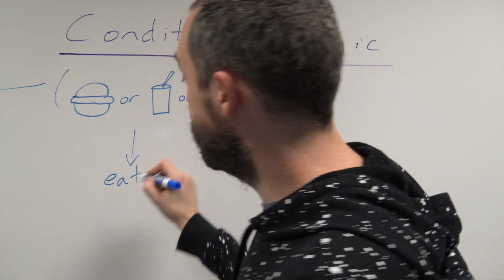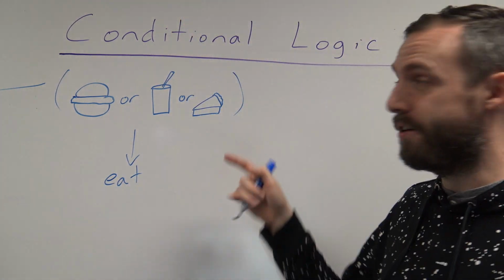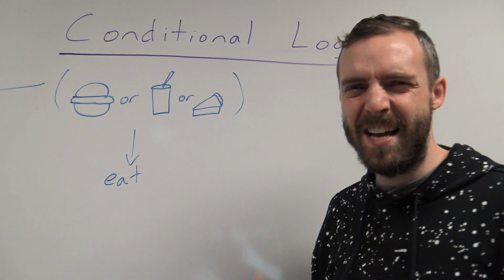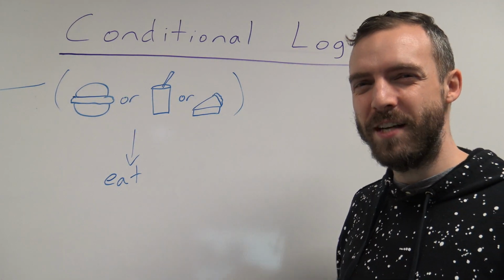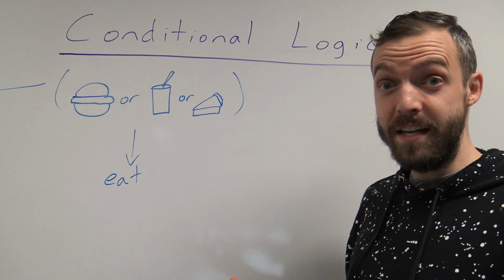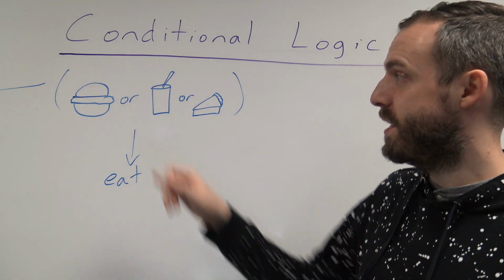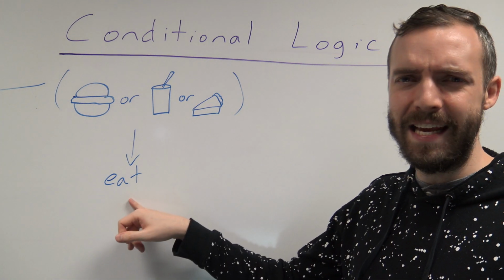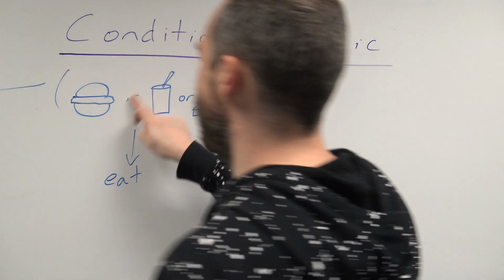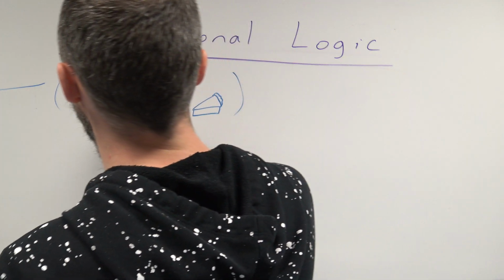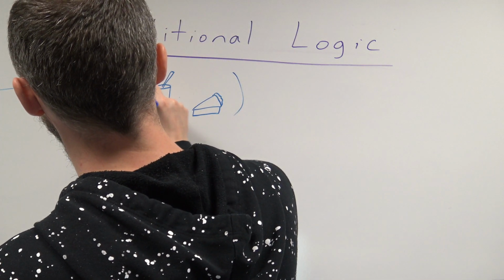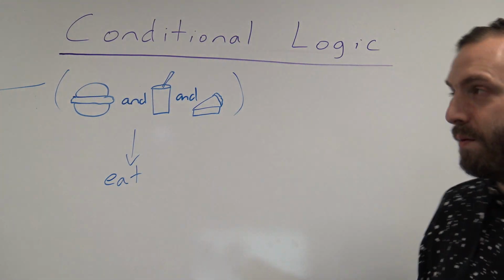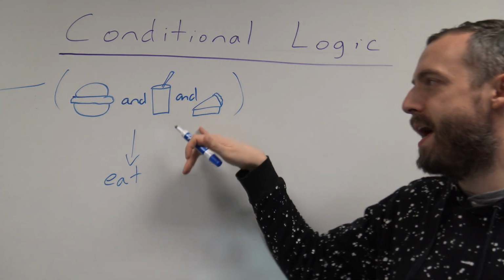So I have two potential pathways. I either leave or I stay, depending on the content of this conditional situation. Now, in this case, the conditions are really flexible, because there are three options. I only need one of them to come to pass for me to stay and eat. But what if, instead, I was wanting a full meal deal? I want these conjoined with ands. I want a burger and a milkshake and a pie.